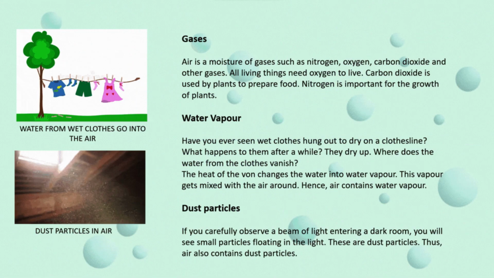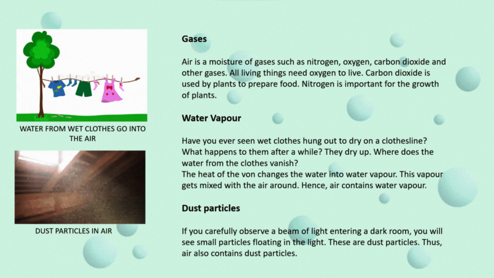Gases. Air is a mixture of gases such as nitrogen, oxygen, carbon dioxide, and other gases. All living things need oxygen to live. Carbon dioxide is used by plants to prepare food. Nitrogen is important for the growth of plants.